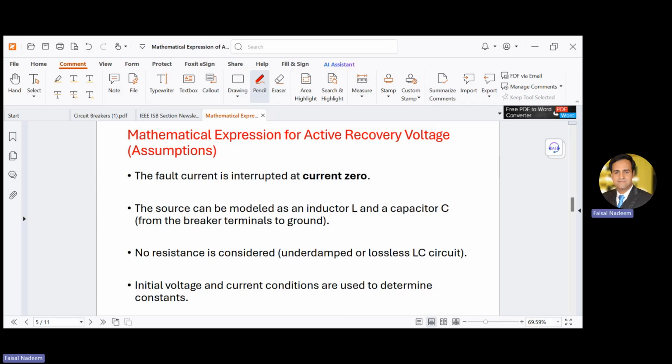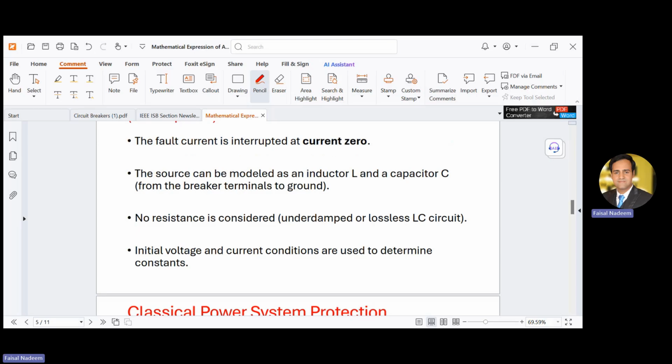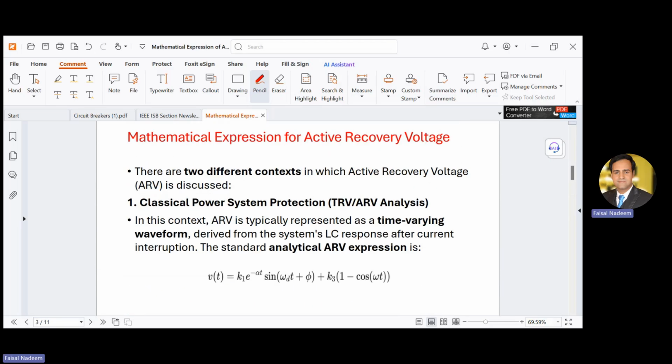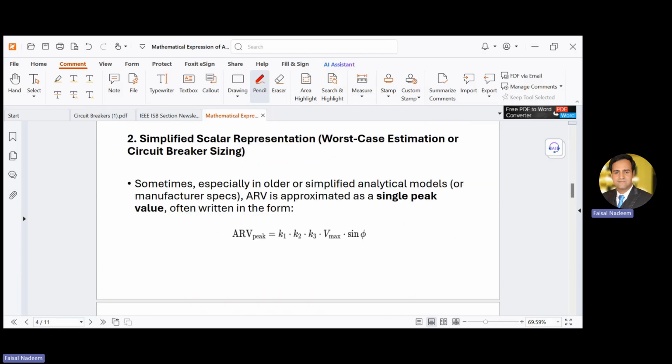The second assumption is the source can be modeled as an inductor L and a capacitor C from the breaker terminals to ground. No resistance is considered. Therefore, we are taking it as an underdamped or lossless LC circuit. And the initial voltage and current conditions are used to determine the constants. Based on these assumptions, we will derive the classical power system protection equation for active recovery voltage, which is dependent on time.